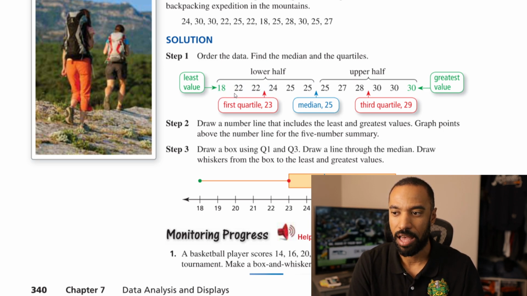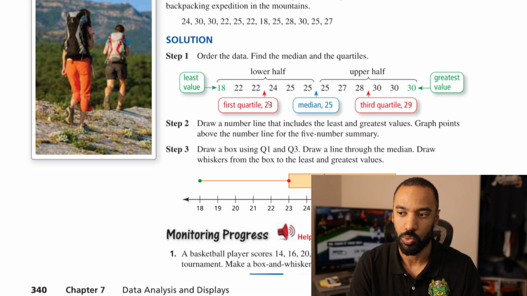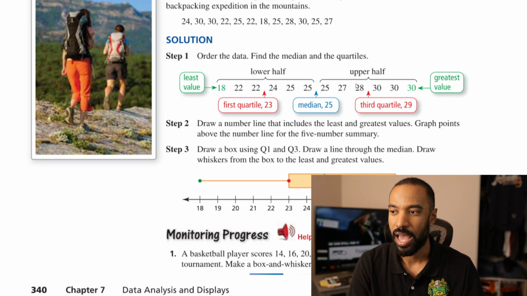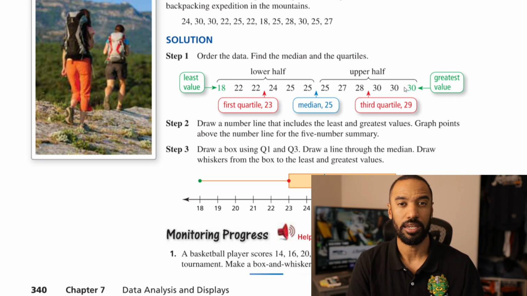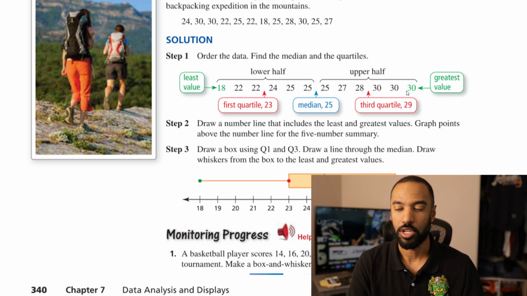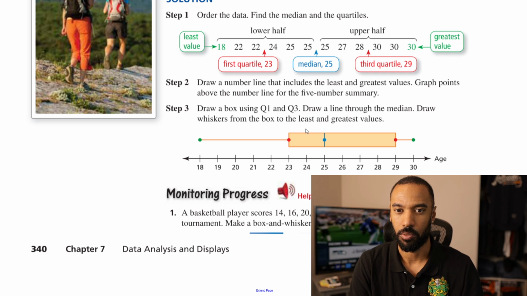But you look at the lower half here, and halfway between 22 and 24 is 23. That is your Q1. Halfway between 28 and 30 is 29. That is your Q3. So for our 5-number summary, we got 18, 23, 25, 29, and 30, clearly not evenly spaced out. And we can draw a box and whisker plot that represents this.